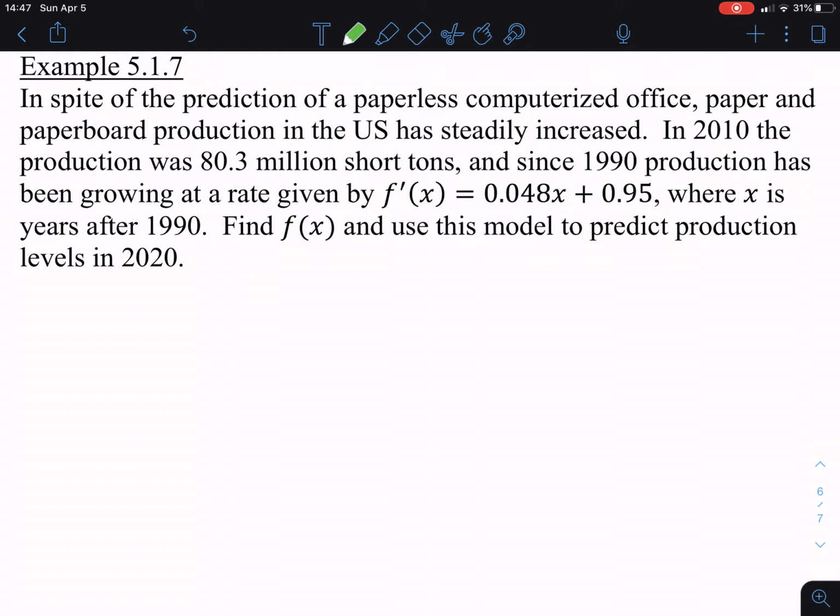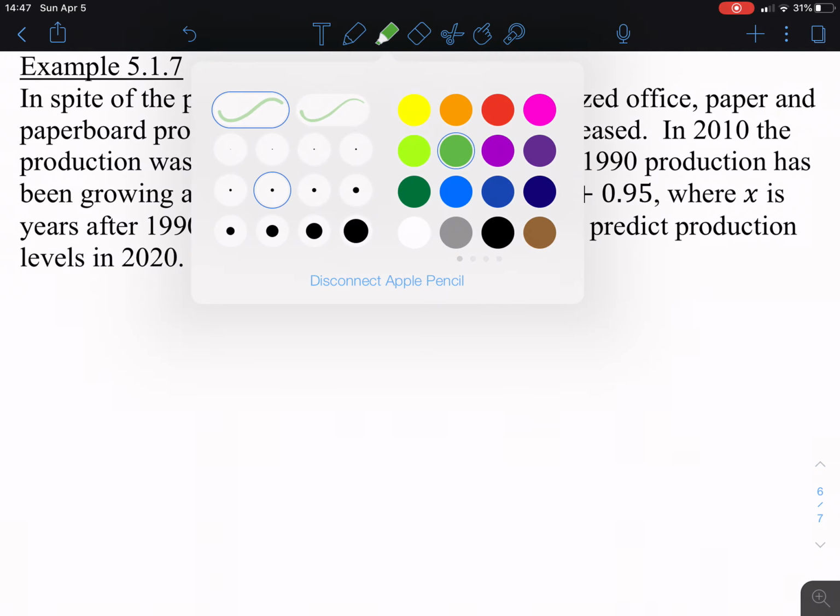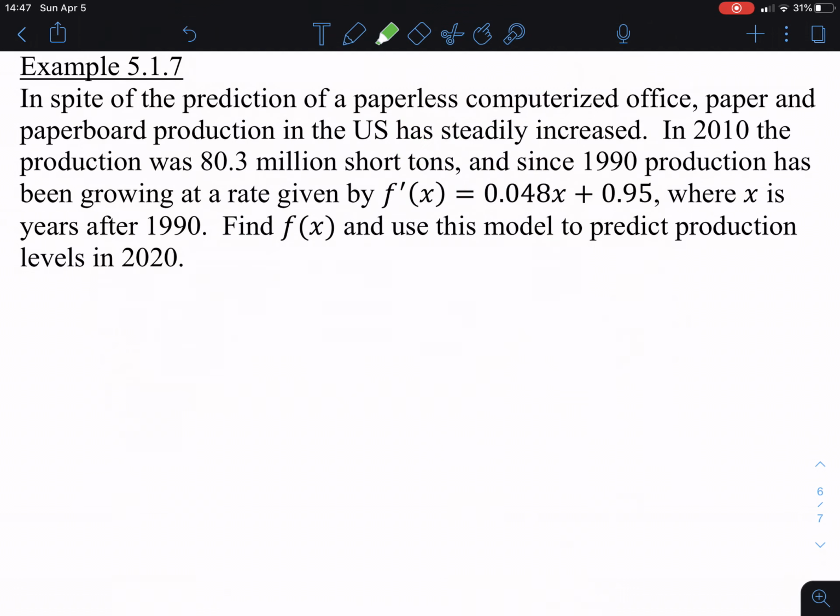So let's take a look at what we have right now. The first thing we have here is a derivative. Here, f prime of x is equal to 0.048x plus 0.95. So I have something that I know I'm going to have to take the indefinite integral of.